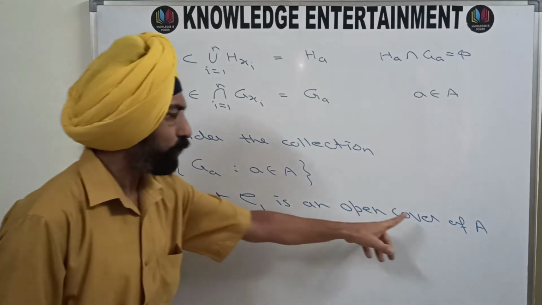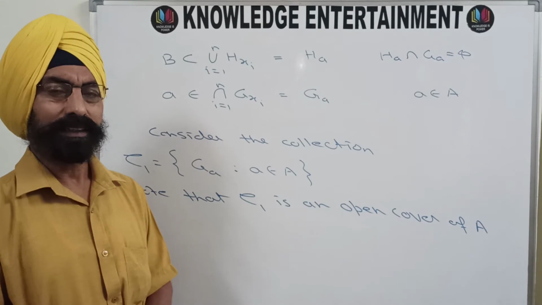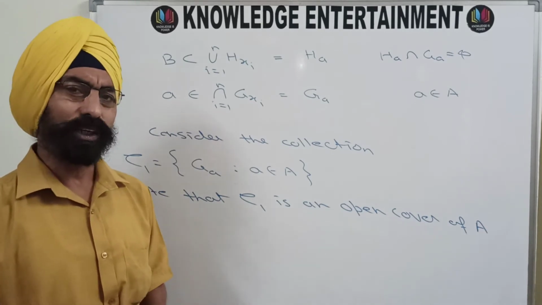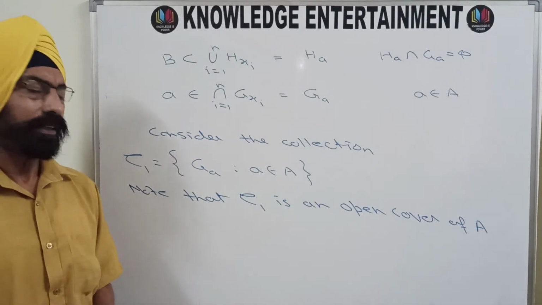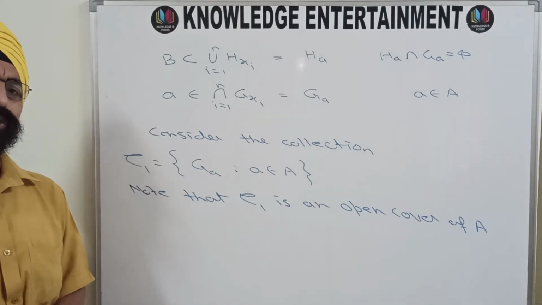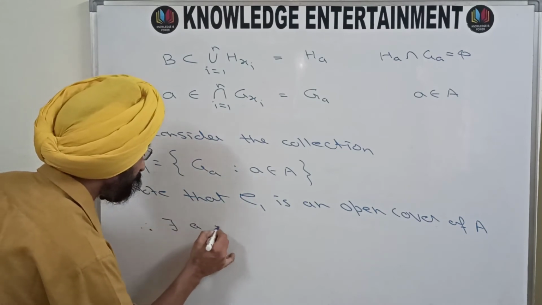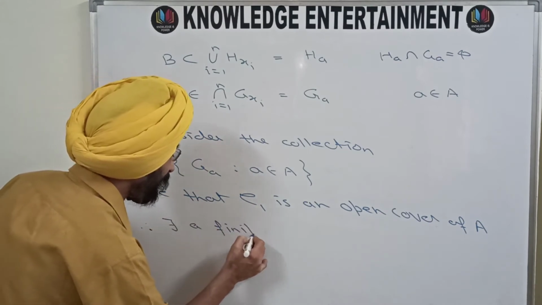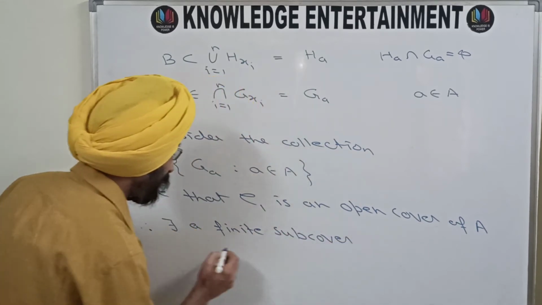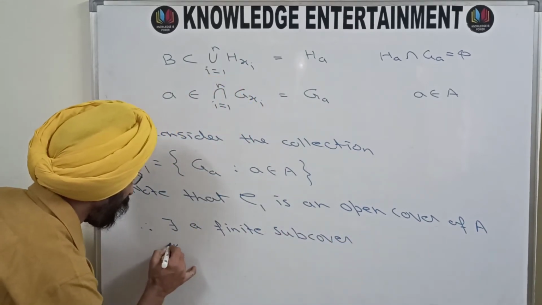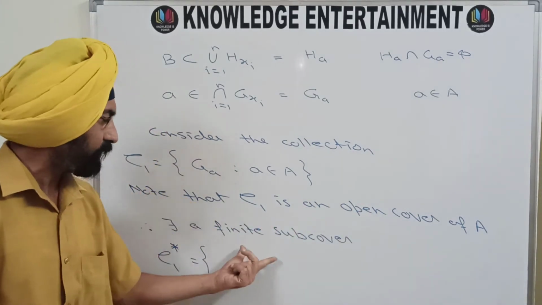Now C1 is an open cover of A, and A is also a compact set. If A is a compact set, then every open cover of A must have a finite subcover. So this open cover C1 must also have a finite subcover. So therefore there exists a finite subcover C1 star, and it is a finite subcover of C. So members will come from C.